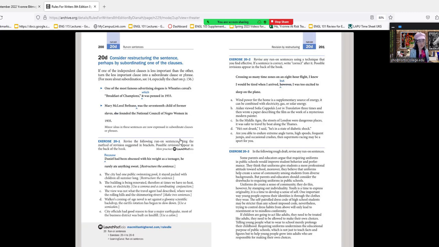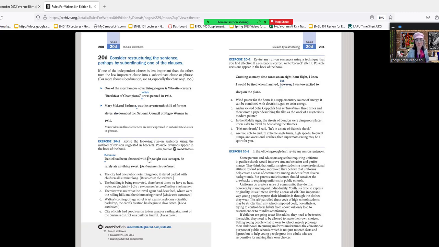Mary McLeod Bethune was the seventh child of former slaves. She founded the National Council of Negro Women in 1935. So minor ideas in these sentences are now expressed in subordinate clauses or phrases. So those are the different ways in which you can put together or correct or revise a fused sentence. So those 4 ways.